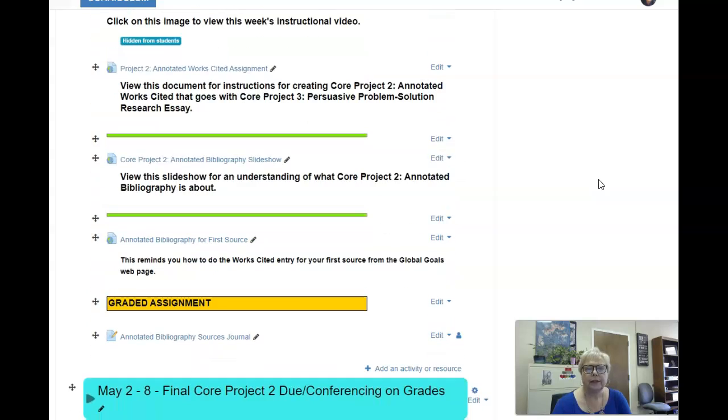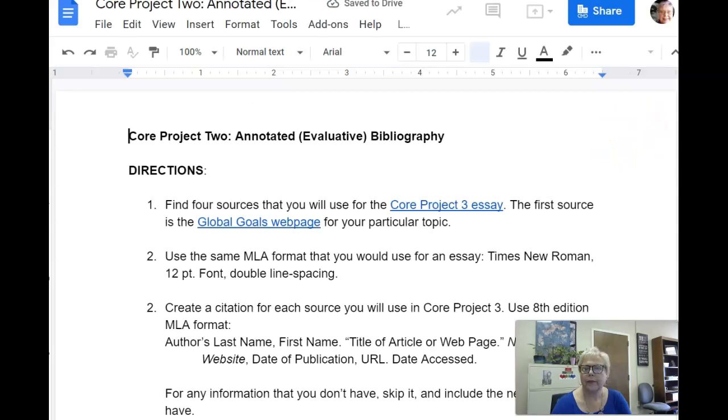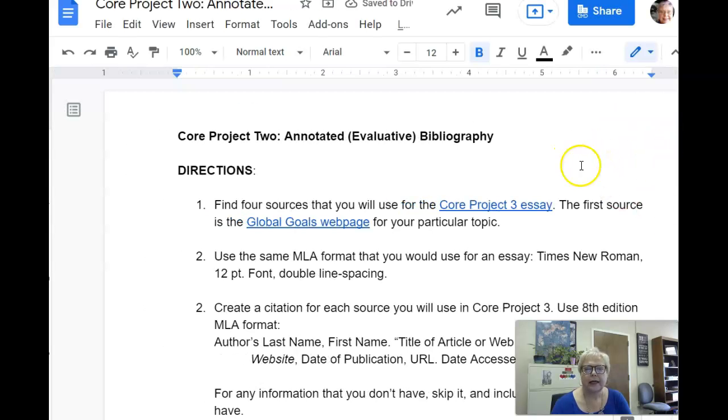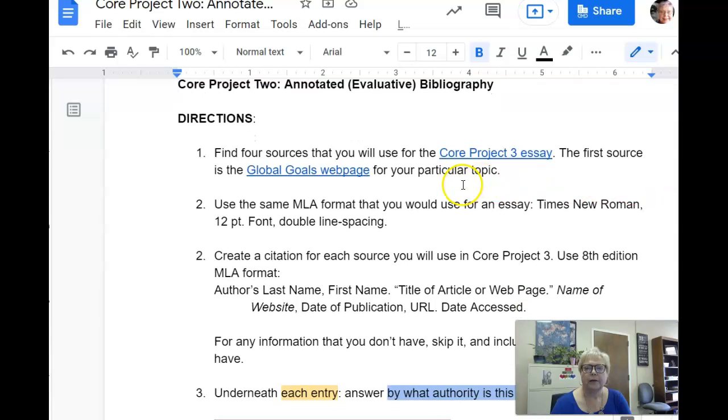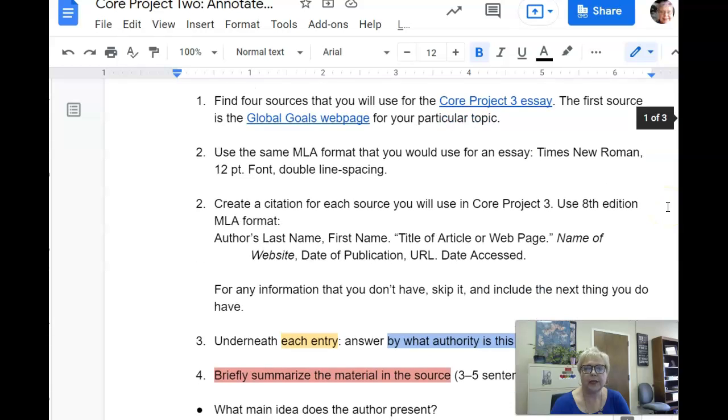So let's take a look at the assignment sheet. It is an annotated evaluative bibliography. So 4 sources that you will use or that you did use in Core Project 3. The Global Goals page was your first source that I led you to, and then of course you branched out from there and got other sources.